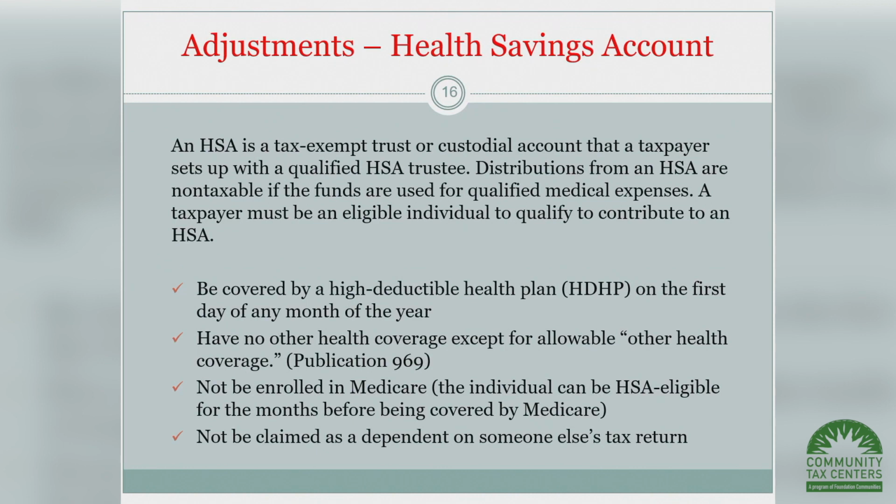Another adjustment that we'll talk about is the health savings account. That can be found on E-10. And there is a very good decision tree that can help you with health savings accounts. It breaks it down step by step. You know, if this happens, yes. If this happens, no. You just follow the decision tree and you will arrive at the correct answer.